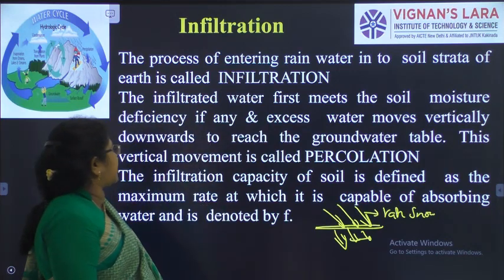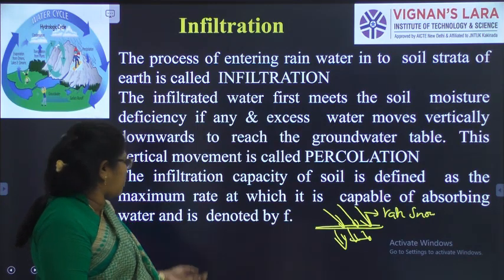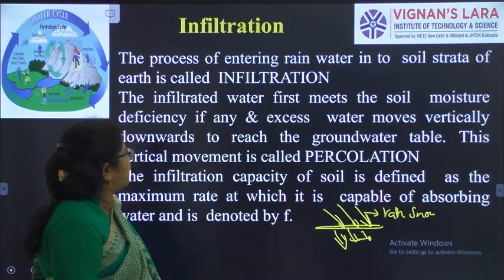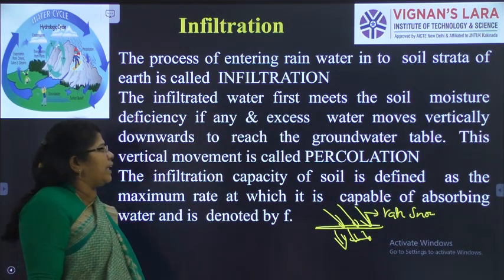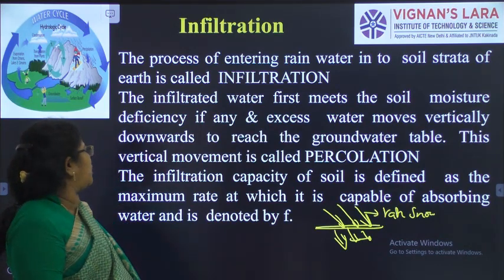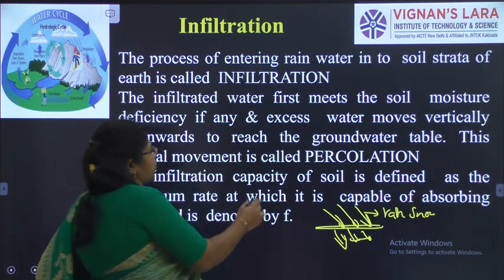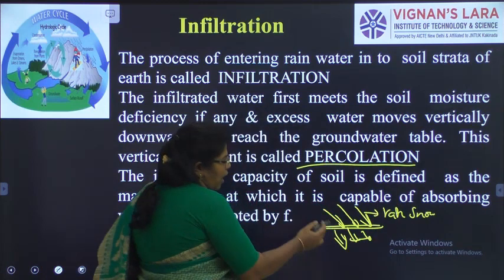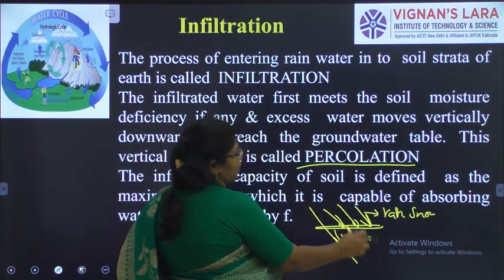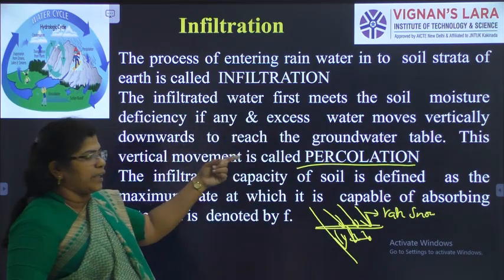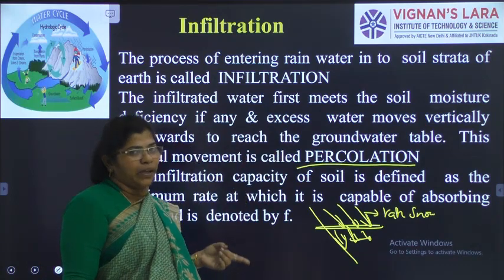So what is infiltration? The process of entering rainwater into the soil strata of the earth is called infiltration. The infiltrated water first meets the soil moisture deficiency and excess water moves vertically downwards to reach the water table. This vertical movement we call percolation, or we say the water percolates into the ground. We call the water moving vertically to reach the groundwater table the percolation.